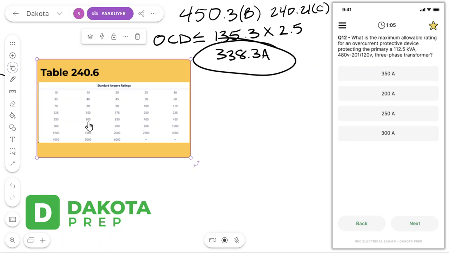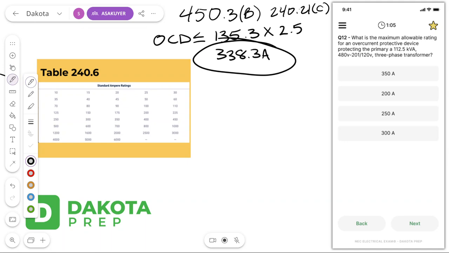Well, 300 is a standard size. 350 is a standard size. Well, 350 is larger than 338. So our green ink correct answer would be 300. That's the largest overcurrent device that we can protect this transformer with that's not over 338 amps.